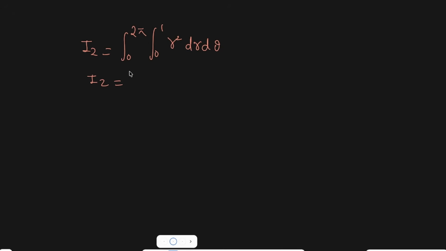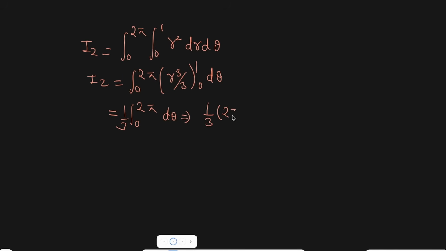So it is integral from 0 to 2 pi, this is r square, so it will be r cube by 3 from 0 to 1, d theta. Then it is 0 to 2 pi, 1 by 3 I can take outside. So it will be 1 by 3. Of course, when I put 1, it will be 1 by 3 and it is theta. So it is nothing but 1 by 3 into 2 pi.